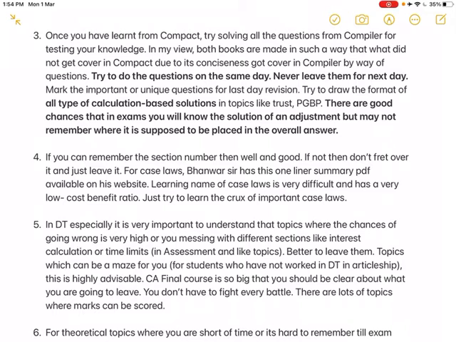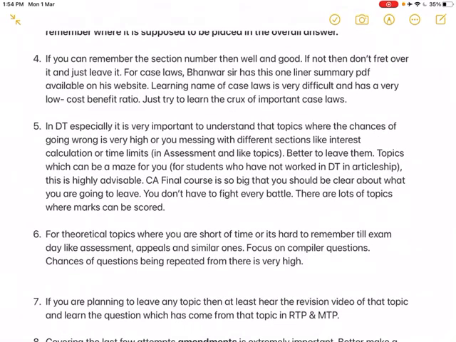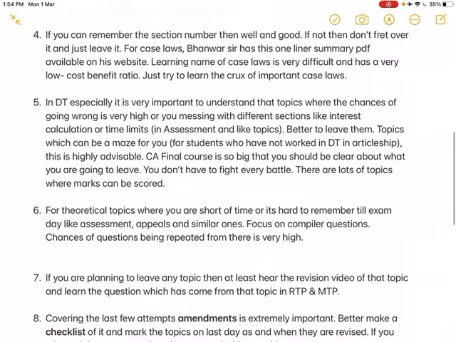And for this, it is very important that you start writing the format of all the calculation based solutions. Solving whole question is not recommended because of timing issues, but at least the format you should be very thorough with it. Then the fourth is if you can remember the section number, then well and good. If not, then don't fret over it and just leave it. For case laws, Bhanwar Sir has this one-liner summary PDF available on his website. Learning name of case laws is very difficult and has a very low cost benefit ratio in my opinion. Just try to learn the crux of important case laws.